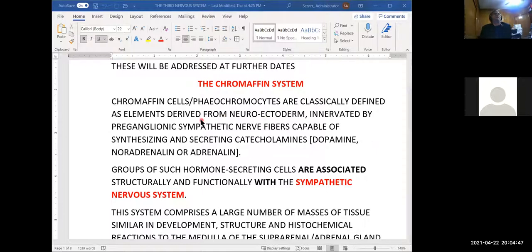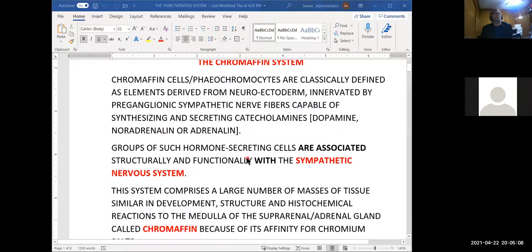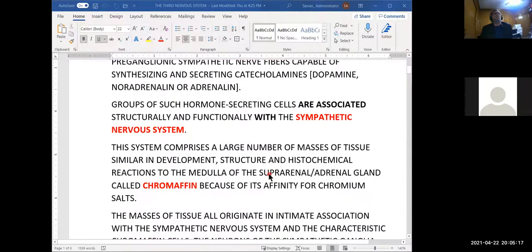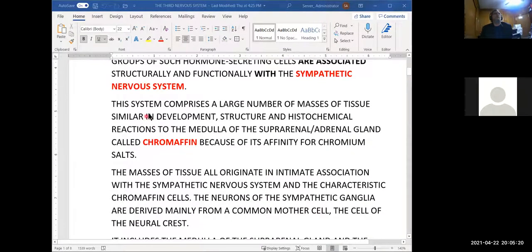All right. Okay, chromaffin cells, also called pheochromocytes, are classically defined as elements derived from neuroectoderm, innervated by preganglionic sympathetic nerve fibers, capable of synthesizing and secreting catecholamines, such as dopamine, noradrenaline, or adrenaline. Groups of such hormone-secreting cells are associated structurally and functionally with the sympathetic nervous system. Now, that's going to become very important later, as we'll see.